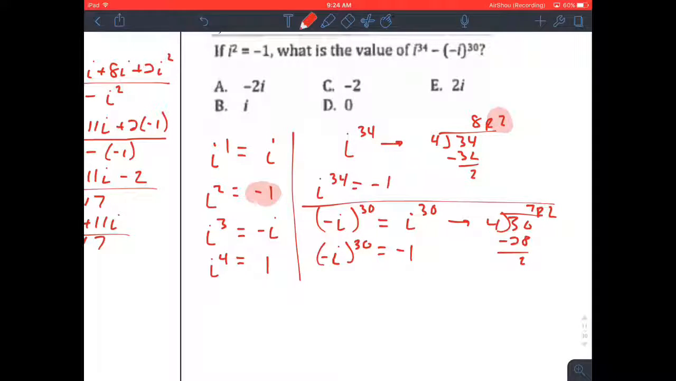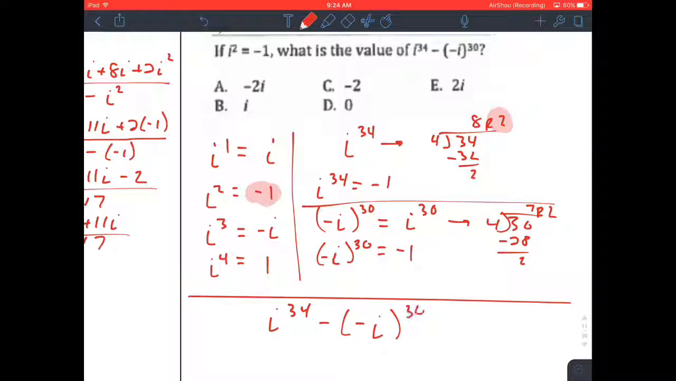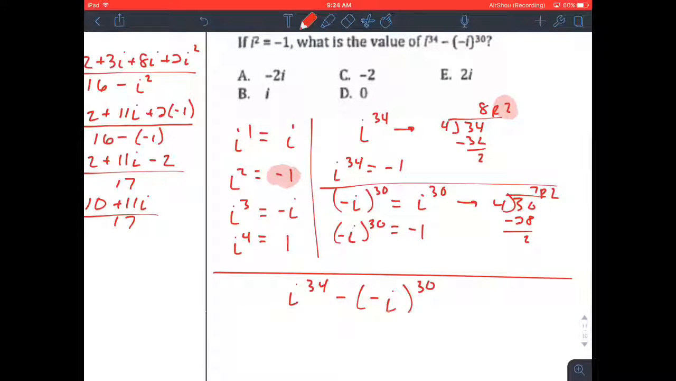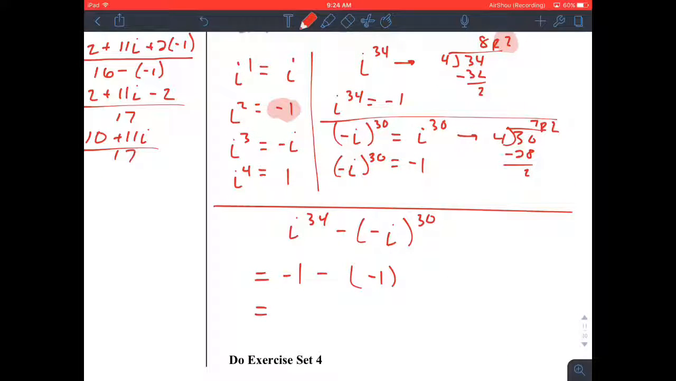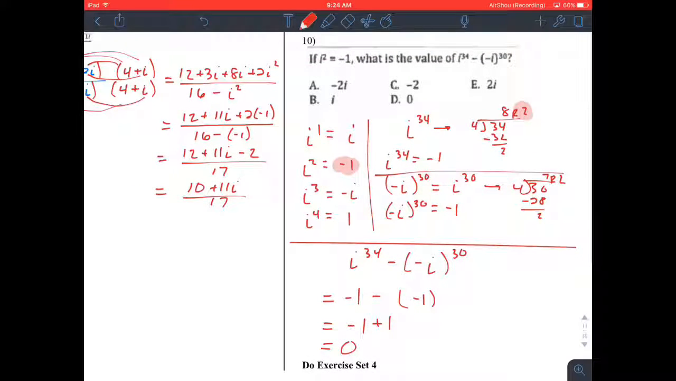We're supposed to find the value of i to the 34th minus negative i to the 30th. We've just determined that i to the 34th is negative 1. We've just determined that negative i to the 30th is also negative 1. Subtracting a negative is like adding a positive, so you get negative 1 plus 1, which is 0. Answer D. At this point, you should be able to finish all the exercises in set 4.